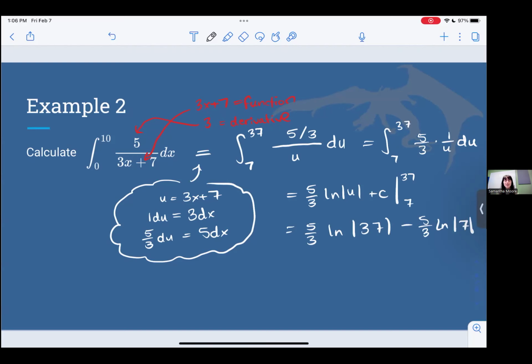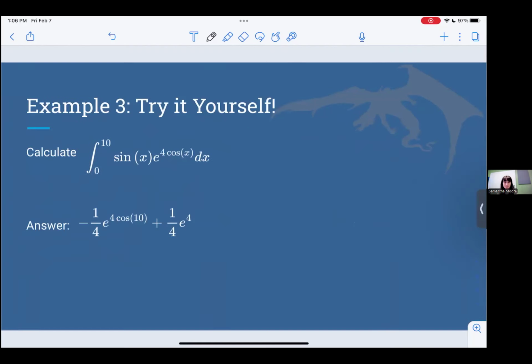All right. So why don't you go ahead and try an example yourself? I have both the answer and the example here, so maybe don't look at the answer yet. But go ahead and try to calculate the integral from 0 to 10 of sine of x e to the 4 cosine dx. And once you get done trying that, go ahead and check your answer against this.